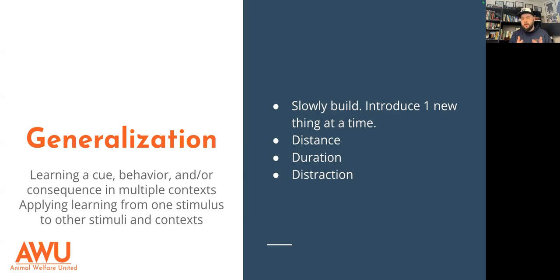We want to slowly build when we generalize. We introduce one new thing whenever possible. We introduce one new thing about this picture that we're creating. Introduce one new thing at a time. The things we talk about, you'll hear this a lot in dog training: distance, duration, distraction.